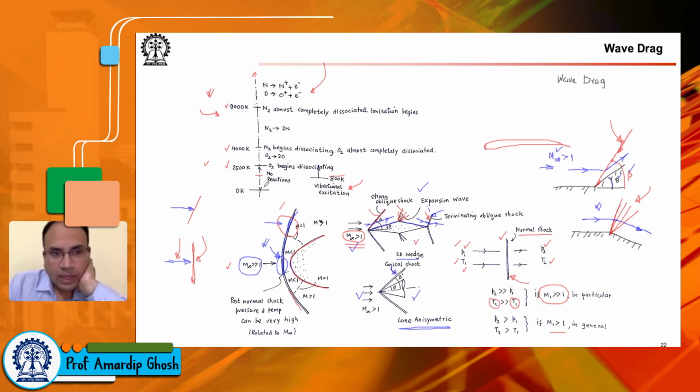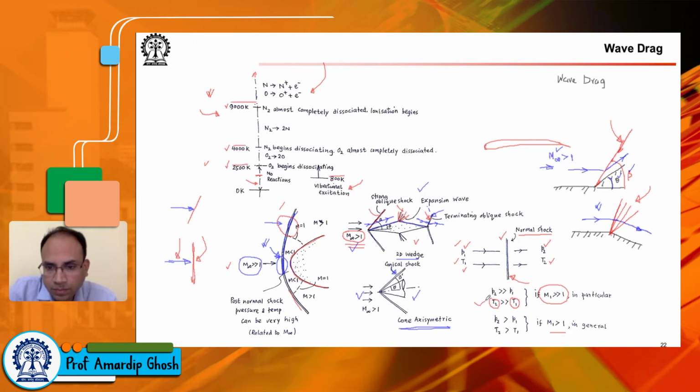Around 800 Kelvin, the vibrational modes of the molecules start becoming active, and Cp, Cv, so we use the word thermally perfect. In this region, it's calorically perfect. Okay, Cp, Cv are constants. Beyond 800 Kelvin, Cp, Cv become functions of temperature, so thermally perfect. Above 2500 Kelvin, so why are we talking about all these temperatures?